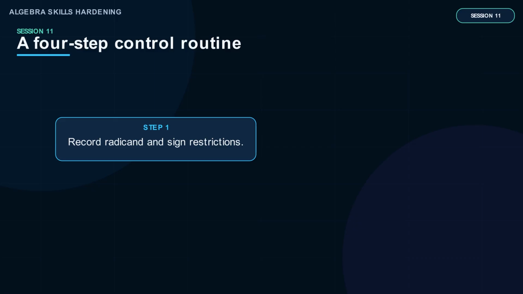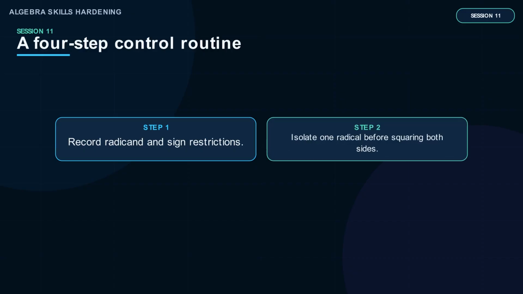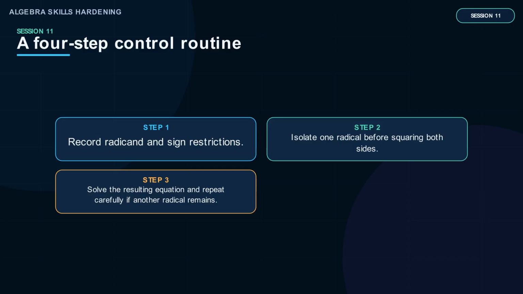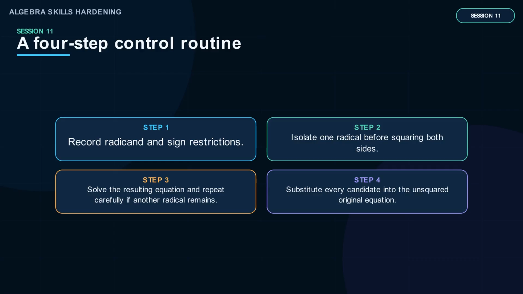Step 1. Record radicand and sign restrictions. Identify the object being changed and the requested result. Step 2. Isolate one radical before squaring both sides. Use a separate line so signs, units, and restrictions stay visible. Step 3. Solve the resulting equation and repeat carefully if another radical remains. Work efficiently without skipping an operation. Step 4. Substitute every candidate into the unsquared original equation. Whenever possible, verify with evidence independent of the original working.